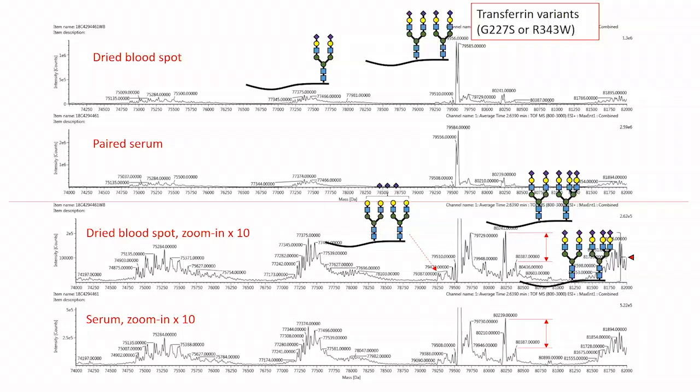And again, the pentasialo form as well as the fucosylated species, the ratio is more or less similar. So from this point on, we can see that the dried blood spot and the serum more or less have the same behavior in terms of the transferrin glycoanalysis.